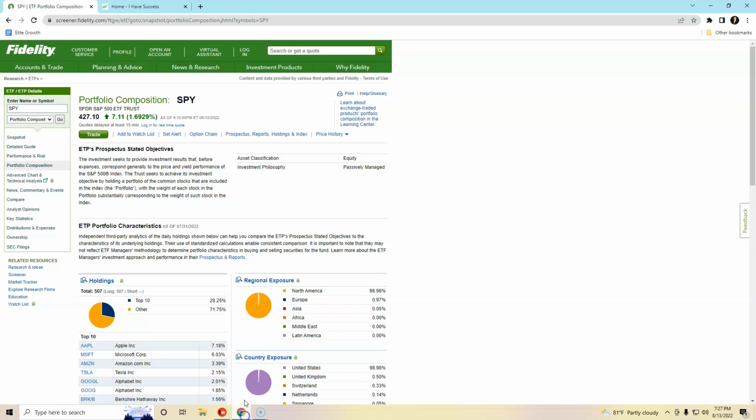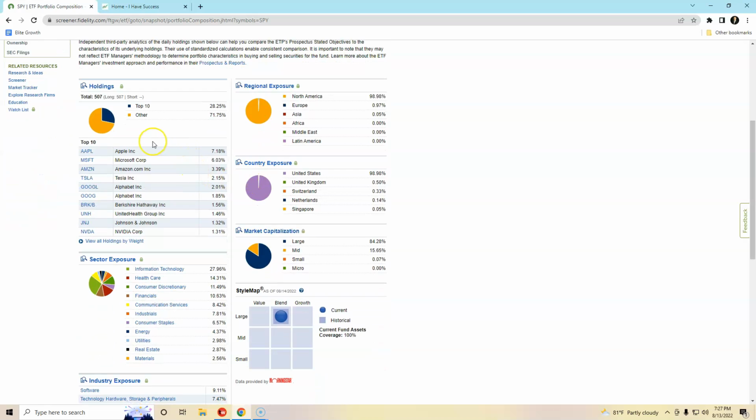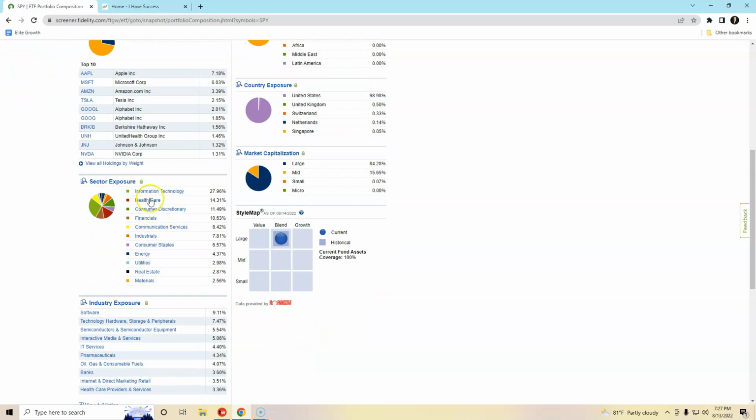In order to do this a little better, we're looking at the makeup of the S&P 500 through this Fidelity website, the portfolio composition of the S&P 500. It's heavily weighted with these technology stocks, and we can see broken down into sectors the top 4 sectors providing the greatest weight: information technology, healthcare, consumer discretionary, and financials.